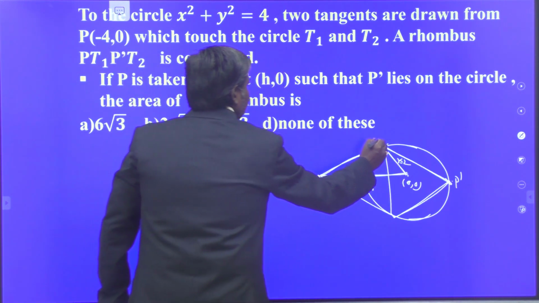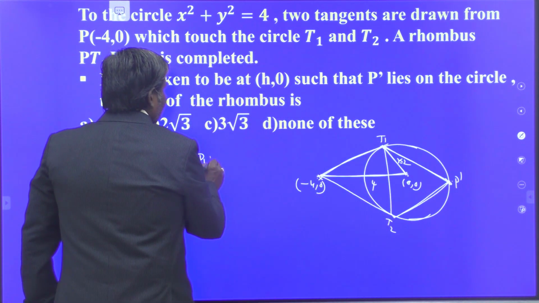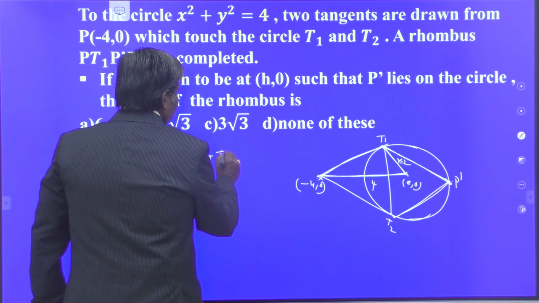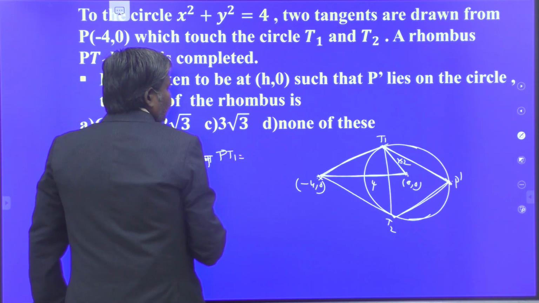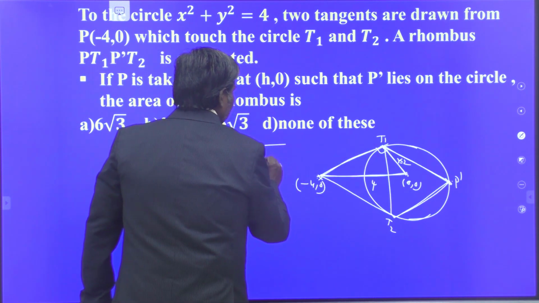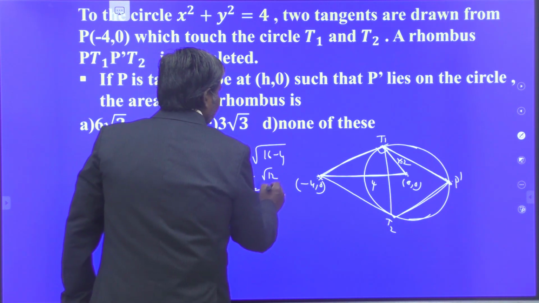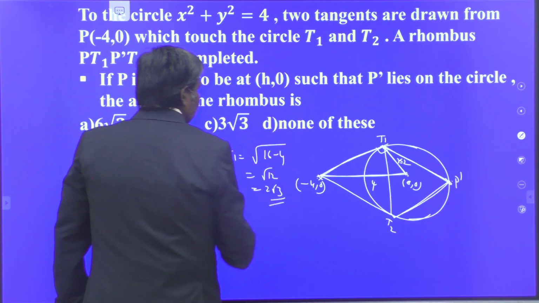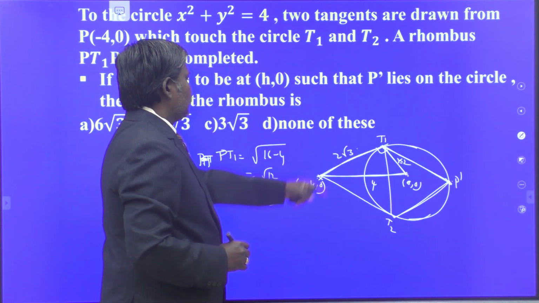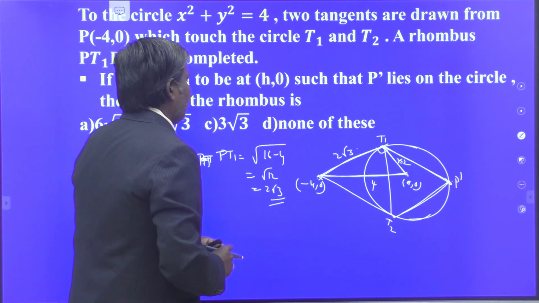R is equal to 2. So PT1, suppose this is T1, this is T2 say. PT1 is equal to root of 16 minus 4, root 12, that is nothing but 2 root 3. So the distance from here to here is 2 root 3. Understand? Now what you have to find out? The area of the rhombus you have to find out.